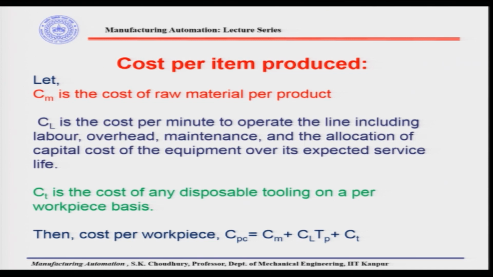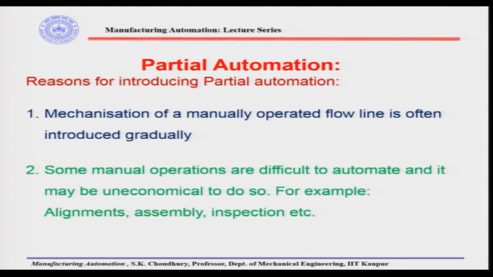Then we discussed the cost per item produced, and we said that the material cost, then the line cost per minute to operate the line, and the cost of any disposable tooling is to be considered, and this will be the cost per workpiece.